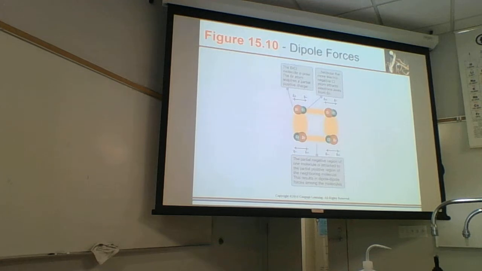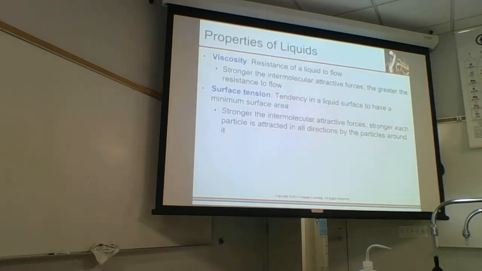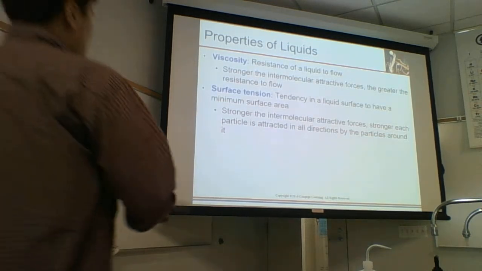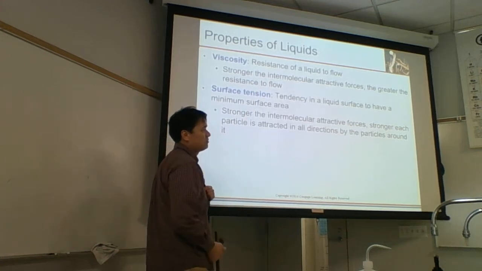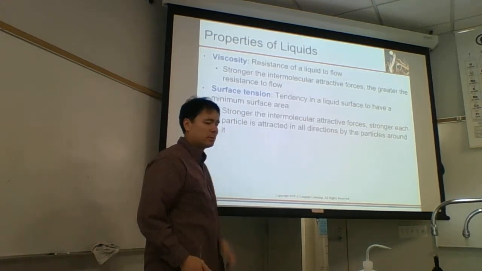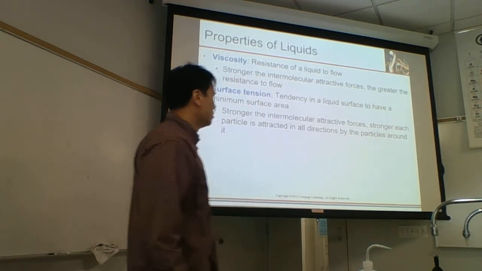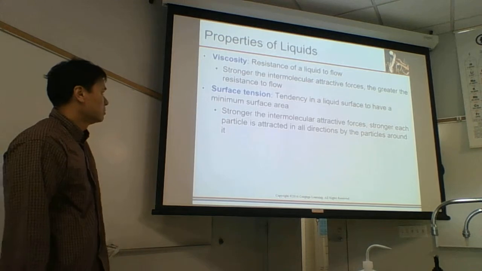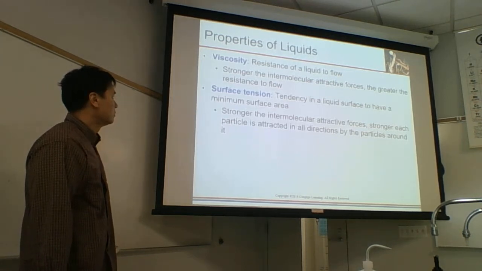Okay, there are two other properties I'm going to talk about for water: viscosity and surface tension. Viscosity is the resistance to flow. So high viscosity means it doesn't flow very easily, like maple syrup. Maple syrup is high viscosity compared to water. Water has a lower viscosity. And so the higher the viscosity, the more difficult it is to flow.